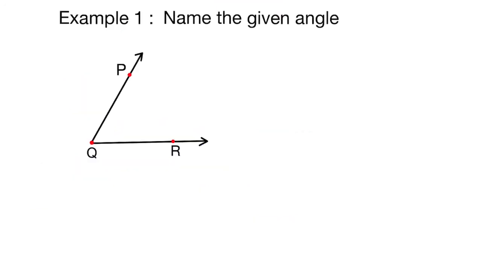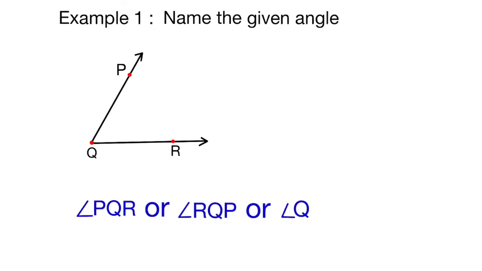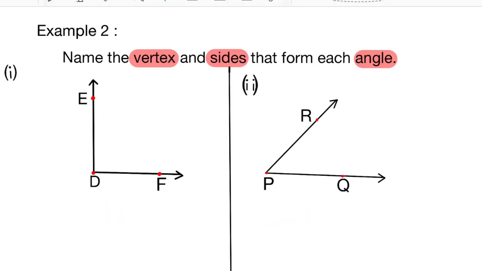Now let us do a few examples. Example 1. Name the given angle. The given angle can be named as angle PQR or angle RQP or angle Q. Example 2. Name the vertex and sides that form each angle.